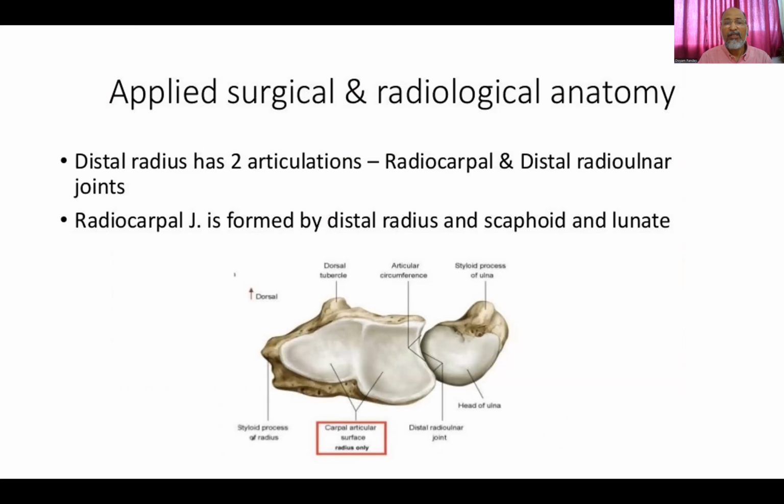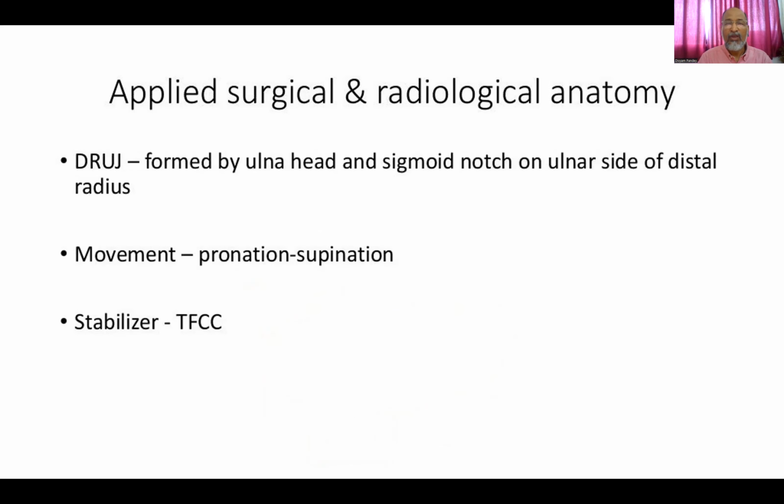The distal radius has two articular surfaces: one is the articulation with the carpal bones, and another is the articulation with the ulnar head. The radiocarpal joint is formed by the distal radius and the scaphoid and lunate, which are the first row of the carpal bones. Then the distal radioulnar joint is formed by the ulnar head and the sigmoid notch on the ulnar side of the radius.